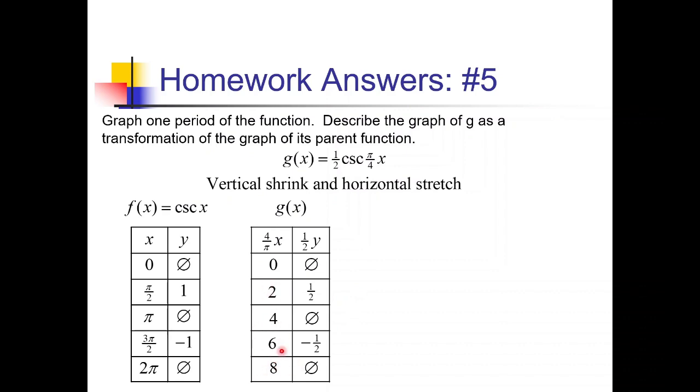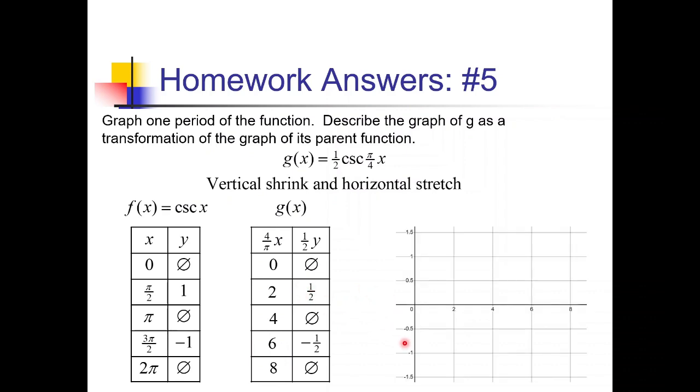Graphing these out, if I make my x values go by 1s or 2s would be fine either way, depending on how I space things out. And then for the y values, 0.5s is going to work for those. So I have an asymptote at 0 right here. And then we have 2, 1/2, asymptote at 4, 6, negative 1/2, and an asymptote at 8. We've got one branch up here and another branch down there.